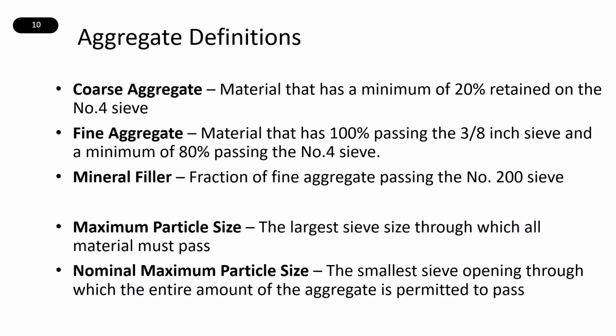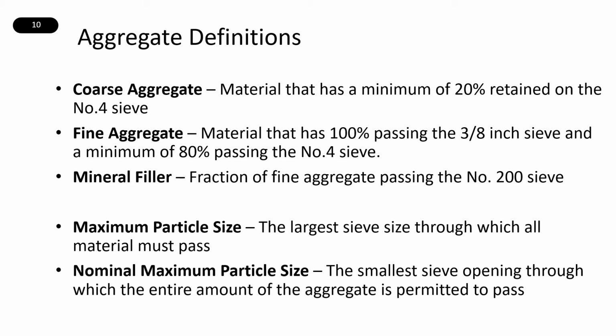You should learn these general aggregate definitions. Coarse aggregate is material that has a minimum of 20% retained on the number 4 sieve. Fine aggregate is material that has 100% passing the 3/8-inch sieve and a minimum of 80% passing the number 4 sieve. Mineral filler is the fraction of fine aggregate passing the number 200 sieve.